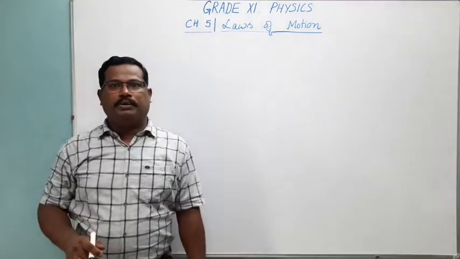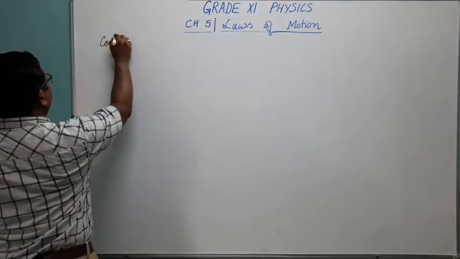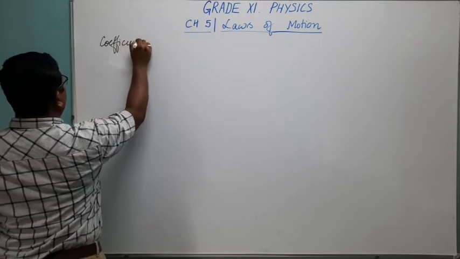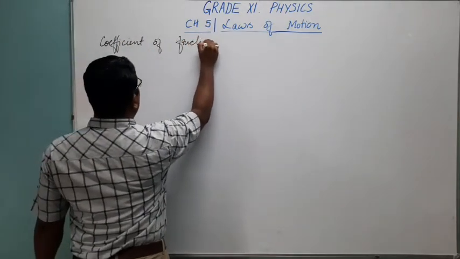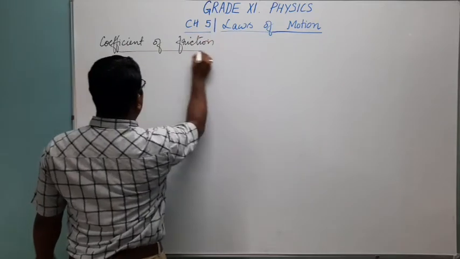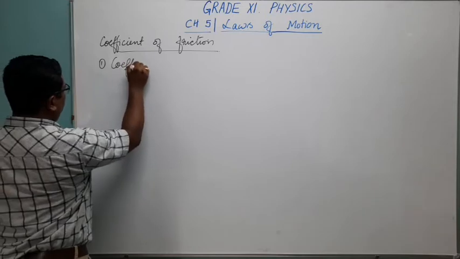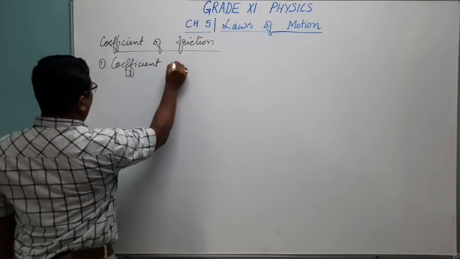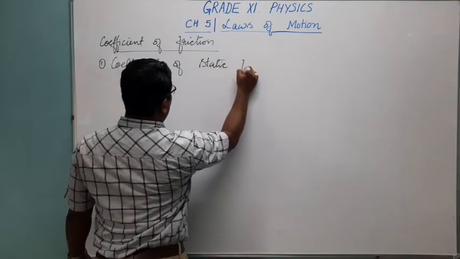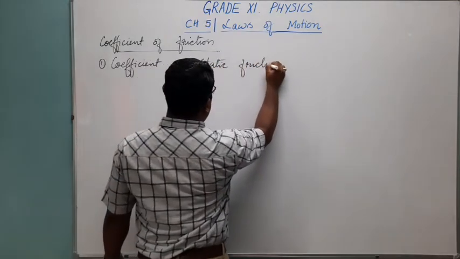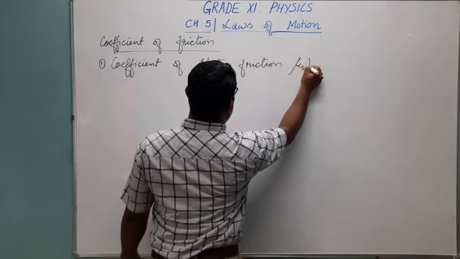Now let us study about the coefficient of friction. There are 2 types of coefficient of friction. The first one is called the coefficient of static friction. We write it as mu s.